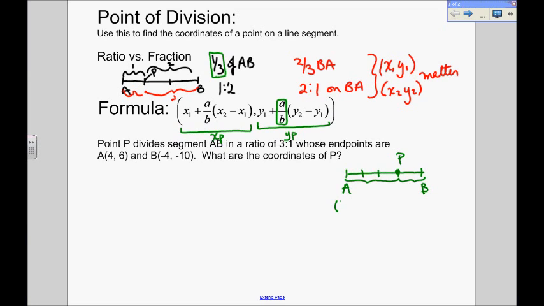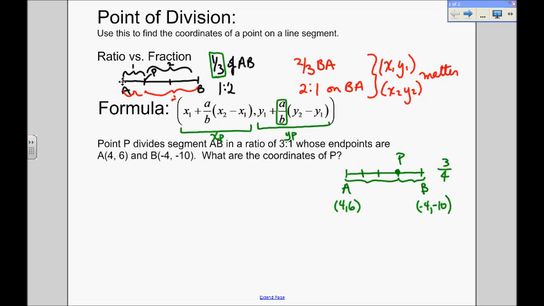Our A coordinates are 4 and 6, and our B coordinates are -4 and -10. I mean, this is obviously not drawn on a Cartesian plane, and it's not drawn to scale. The reason I'm doing this is so that I can see that my fraction is actually 3/4. It's 3/4 of the way from A to B. This becomes important because when I want to plug it into the formula, I need to know what the fraction is.